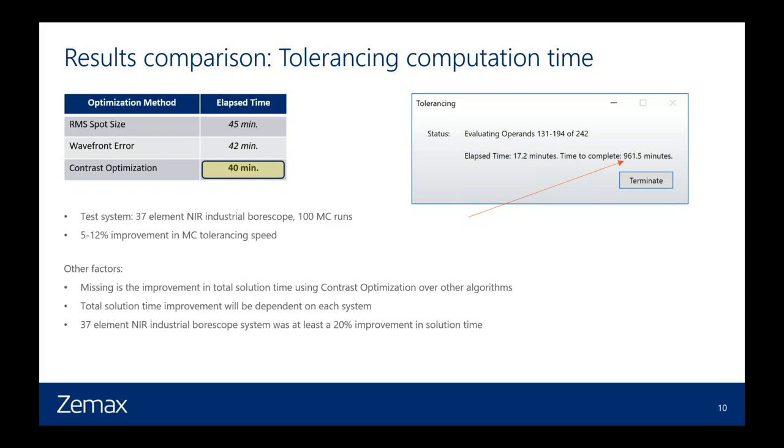So it was a 5 to 12% improvement in solution time when using contrast optimization, which is really, really important, especially for multi-element systems where you have a lot of variables and you're looking to do statistics and run a lot of systems. Now, this particular design was only being built for a few, but I did 100 Monte Carlo runs just to understand what the result was.